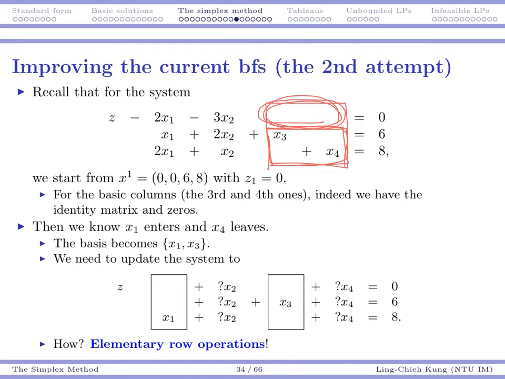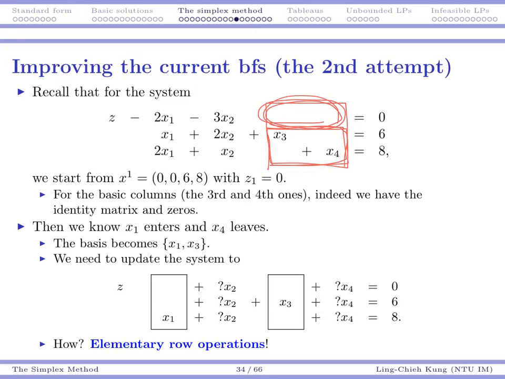And then we know x1 enters and x4 leaves. So that means the basic variable x4 is replaced by x1, and then the new basis becomes x1 and x3. So following that requirement, we now want to update the system so that in the first and the second row, we have an identity matrix, which means x3 should be here and x1 should be here. And in the zeroth row, we have a zero vector. So we want 1, 1 here and a 0, 0, 0, 0.